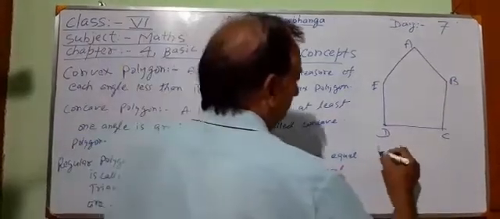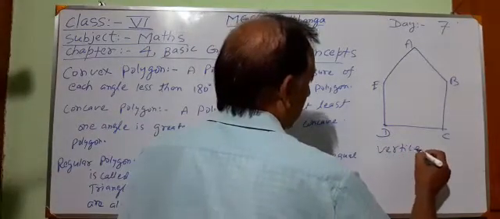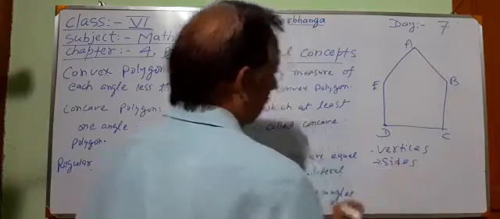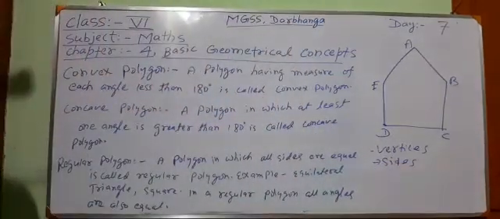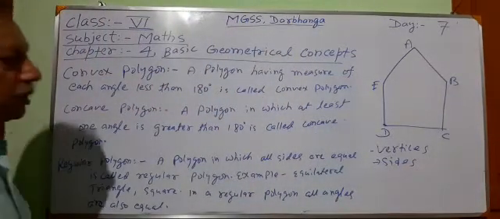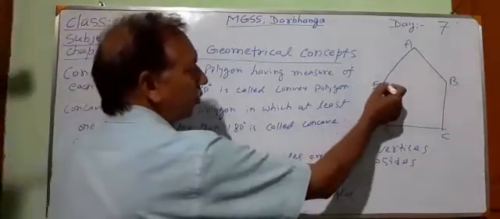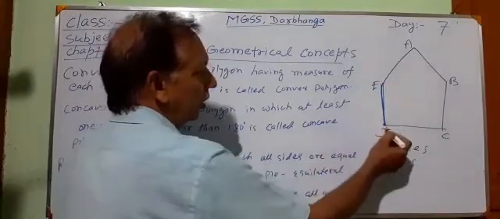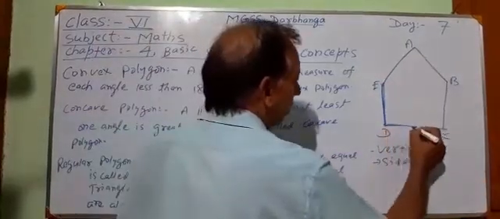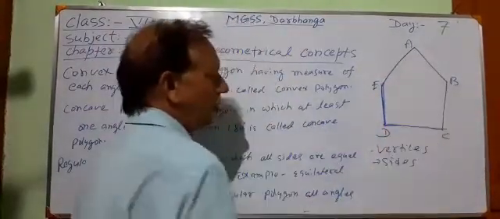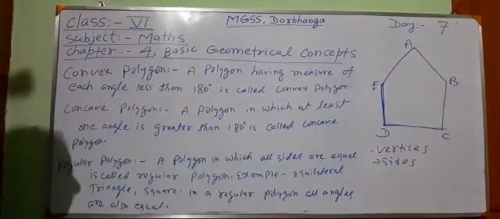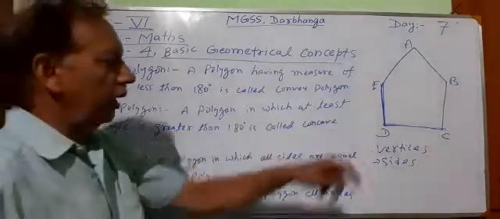First part is vertices. Second is the sides. What are sides? The line segments forming a polygon are known as sides. ED is a side. DC is a line segment which forms the polygon, so DC is a side. All the line segments which form a polygon are known as sides.